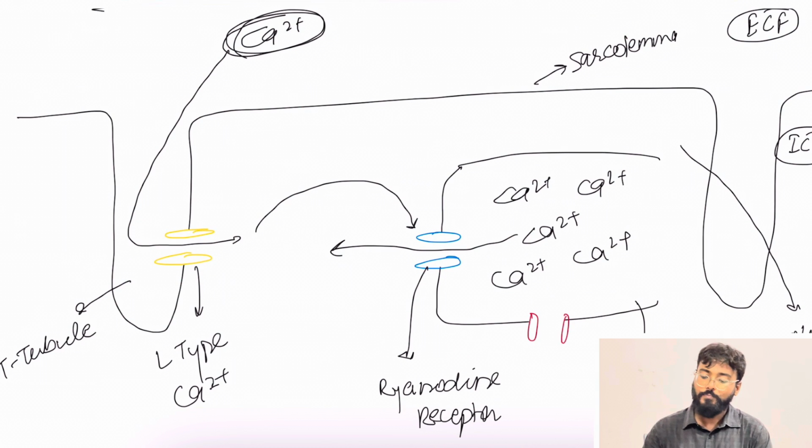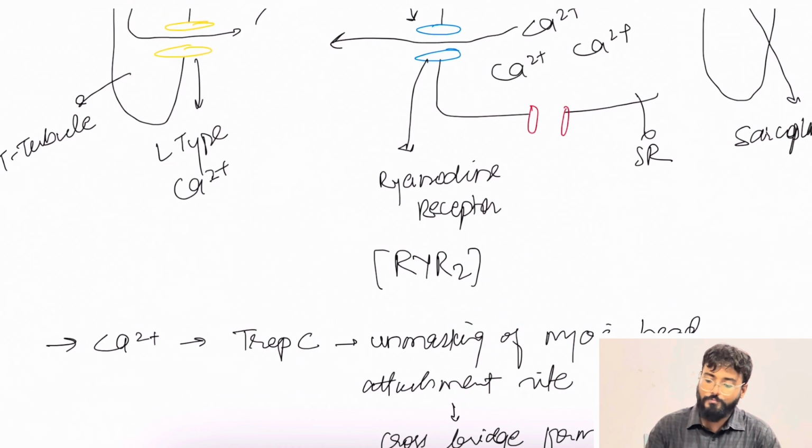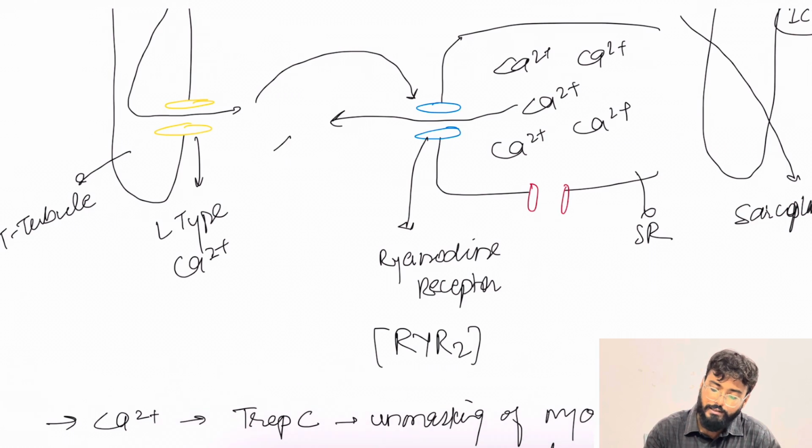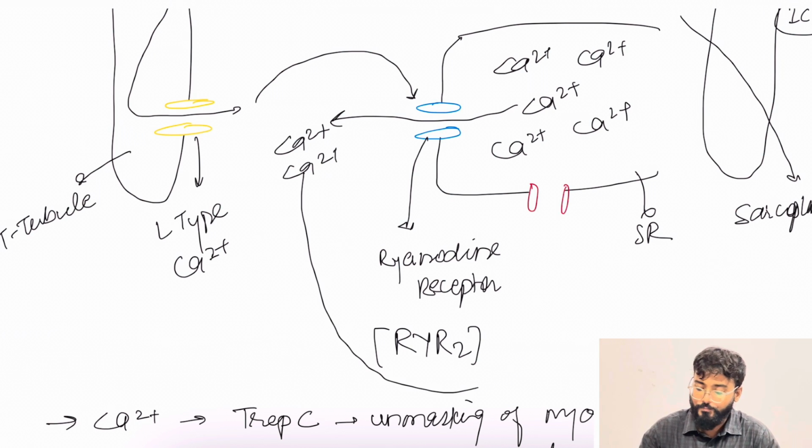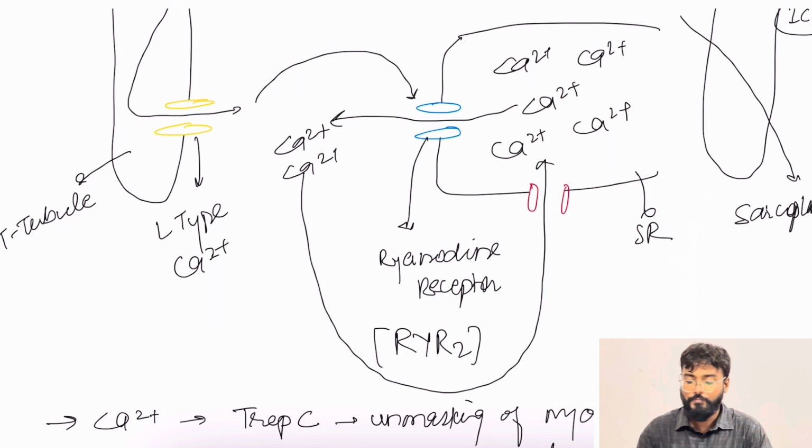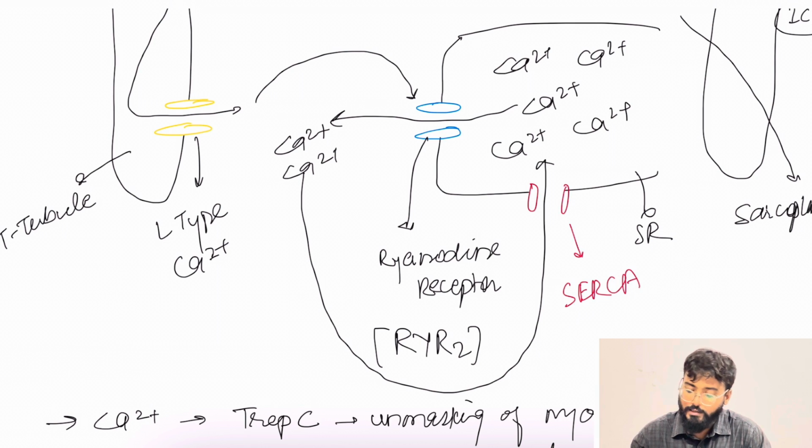Now the thing is, from everywhere the calcium is coming into the sarcoplasm. So this calcium needs to go back to its original place, like it was earlier when the action potential had not arrived, when the cell was in the resting stage. So this calcium that is present in the sarcoplasm needs to go back into the sarcoplasmic reticulum. For this we have this channel. This is called the SERCA pump.